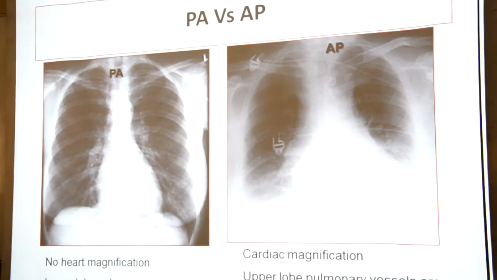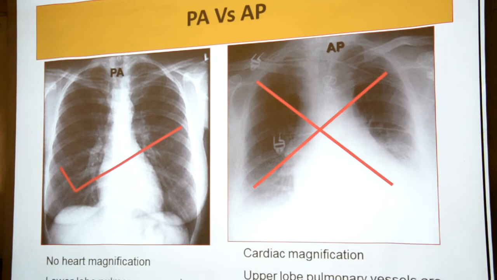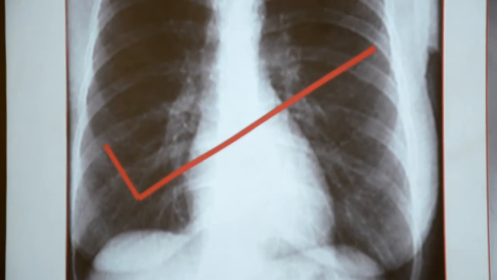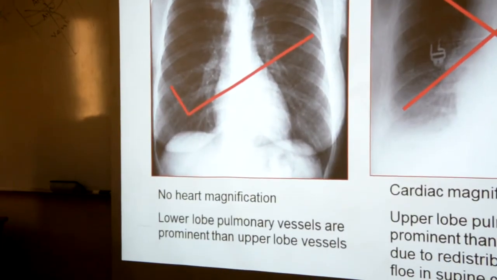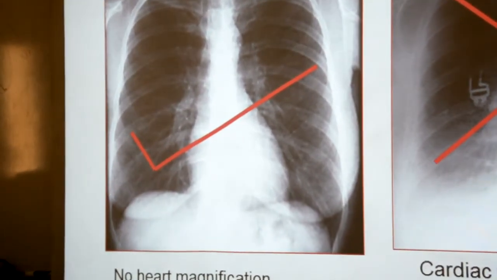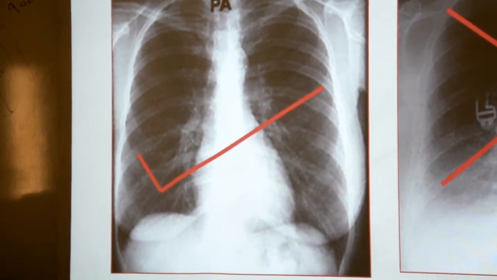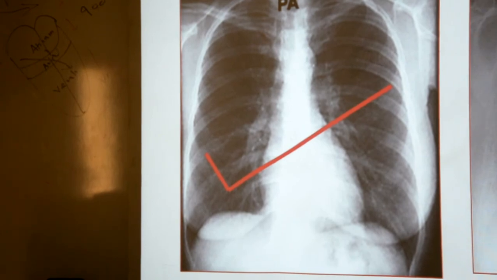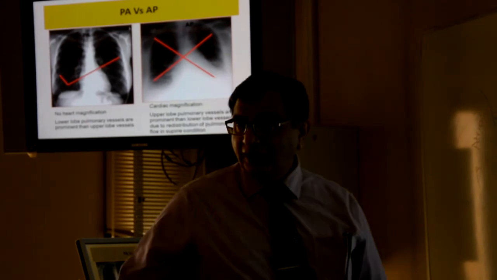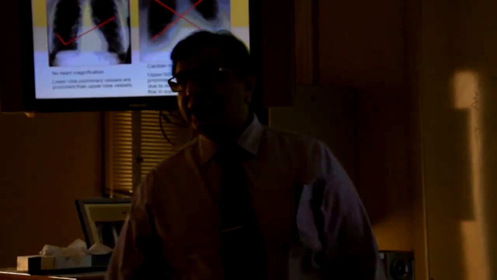So be careful. Usually the PA view is the standard view, and AP view is just a compromised view for emergency situations in the ICU when the patient is not able to sit up. The important thing for you, whenever you are interpreting, is not to interpret the majority of things on an AP view, because you might make mistakes because of the magnification of the heart and widening of the mediastinum. These are all technical related things.